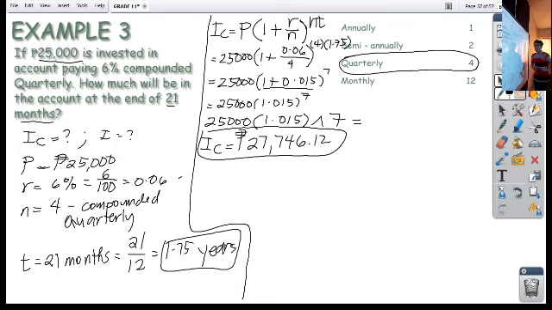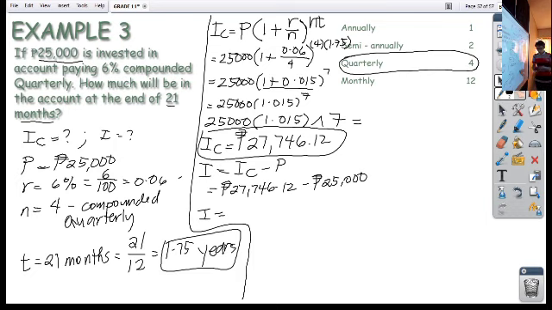Yan, okay? And then, for the last part of the problem, let's go for the interest charge. So interest charge is equal to the compound interest minus the principal amount. So the value of compound interest is 27,746 pesos and 12 cents minus the value of P, which is 25,000. So subtract that. So 27,746 and 12 cents minus 25,000. So that is 2,746 pesos and 12 cents.